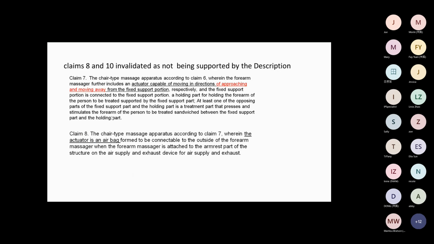So I found this weakness of claim 8, and I challenged claim 8 on the ground of lacking support from the description. I think the actuator has to include another important part, which could be a spring. The spring has to be included, as the description discloses.